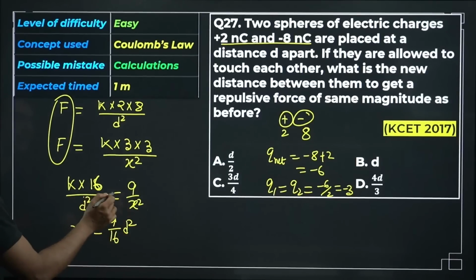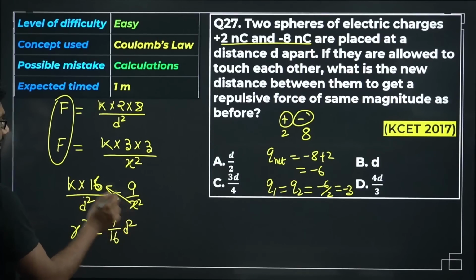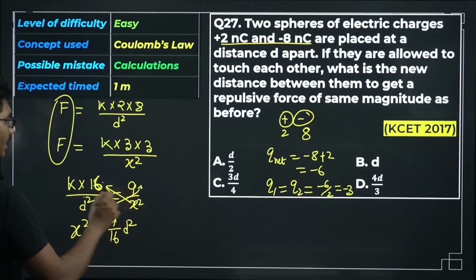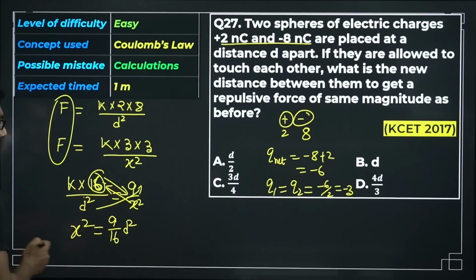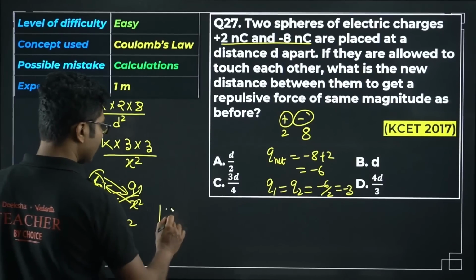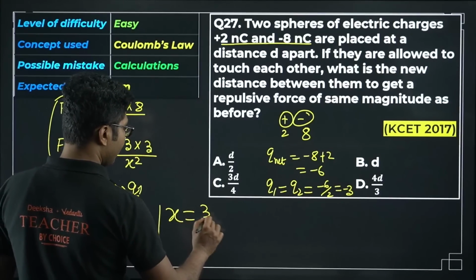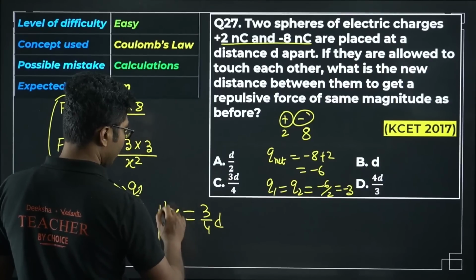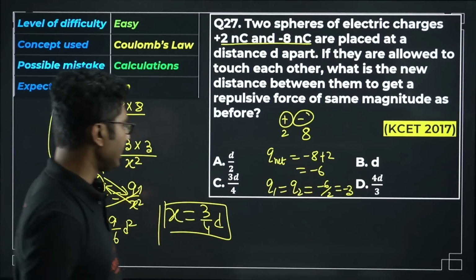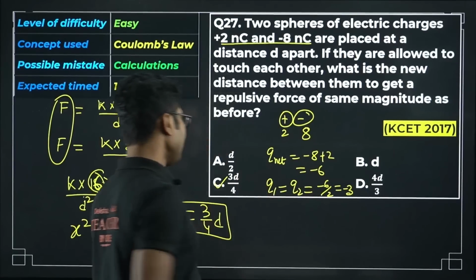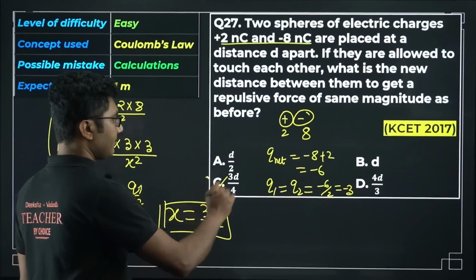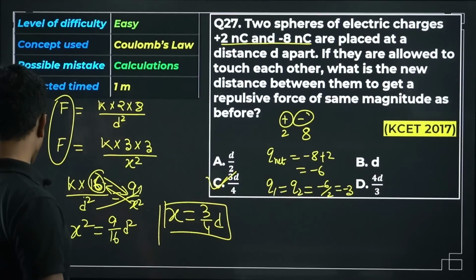So you get the cross multiplication, simple cross multiplication. This comes up, this goes up, this 16 comes down. So x equals 3 by 4 into d. So it will be 3 by 4 into d. 3d by 4 is the new distance.